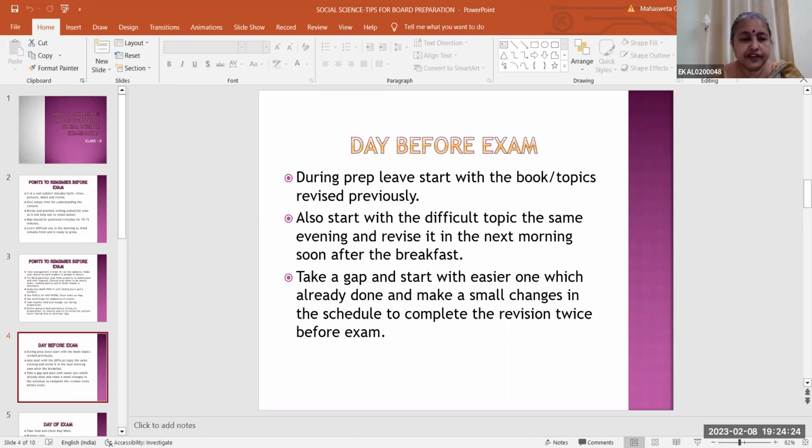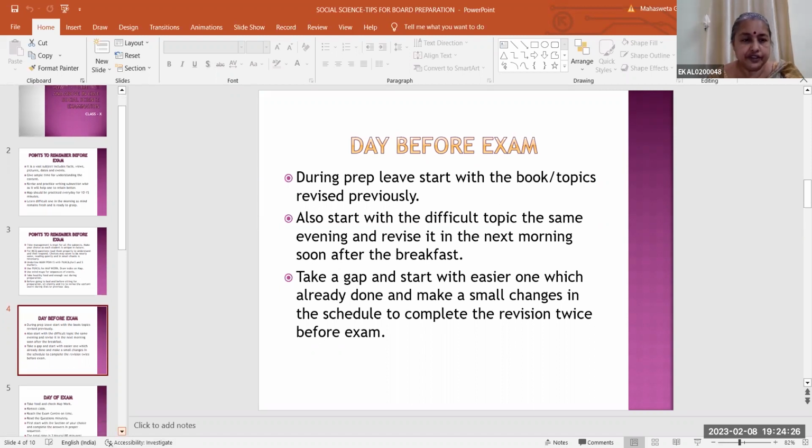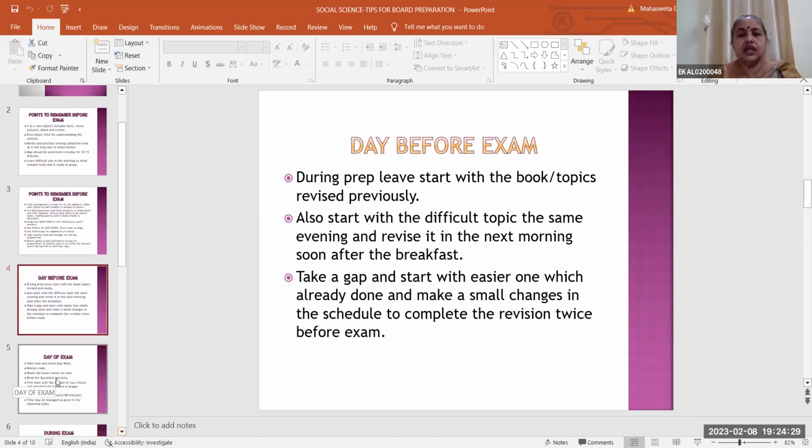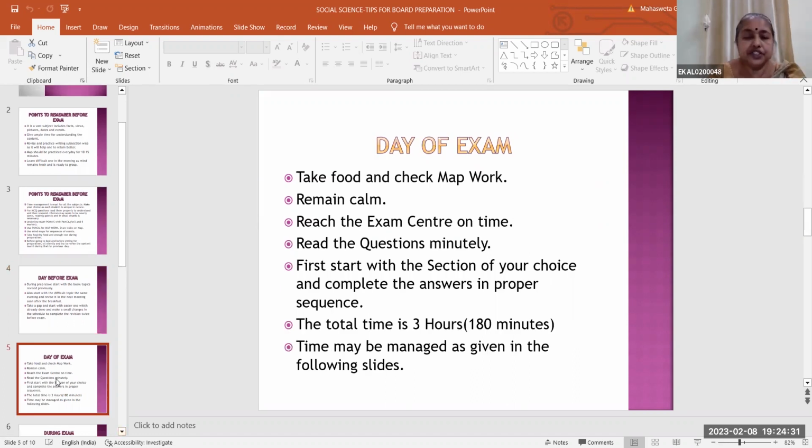Now, on the day of the exam, on 15th, take food and check only map work. On that day, 15th, you are not going to open anything. You have already learned everything during these 34 days, and you are well prepared with the map. So just check the map work, which comprises only 5 marks. Remain calm. You have already learned. Your brain has registered everything. So be calm.